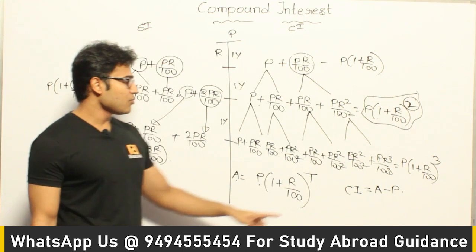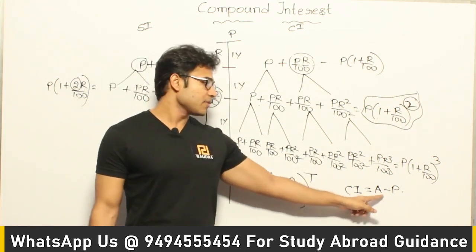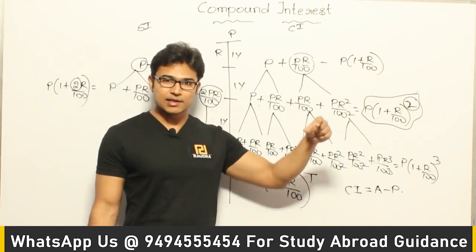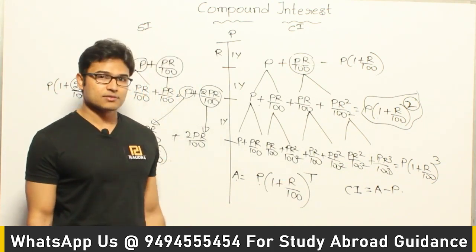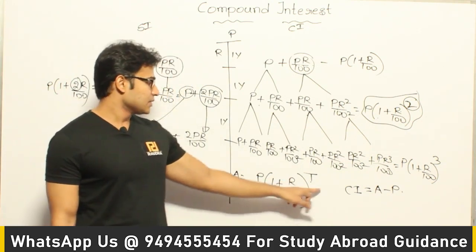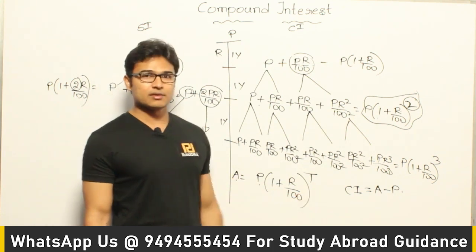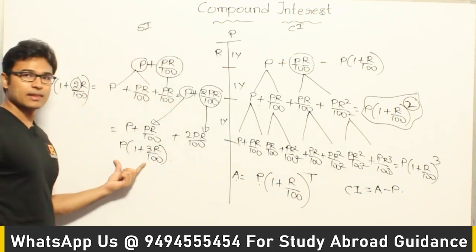Then what is the compound interest you got? Total amount minus whatever you have invested. That difference is nothing but the compound interest, which means you have to write minus P here. Here also the same thing, right?